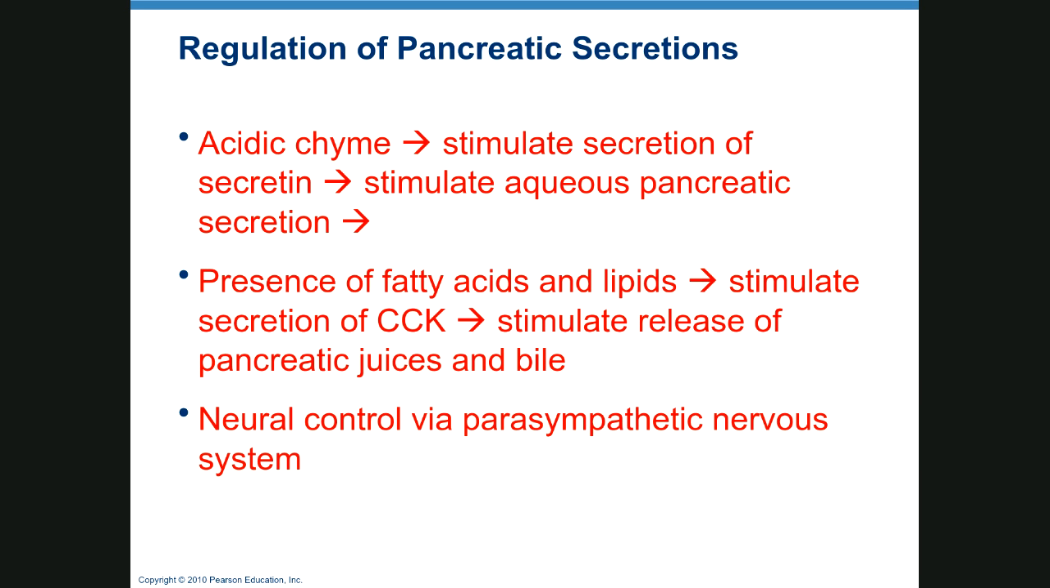So what stimulates the secretion of secretin and cholecystokinin is the acidic chyme that arrives at the duodenum. Also, the presence of fatty acids and lipids will stimulate secretion of cholecystokinin, and obviously the stimulation by the parasympathetic nervous system. So to properly digest, we need fatty acids, we need lipids, we need an acidic environment, the production of acids in the stomach.